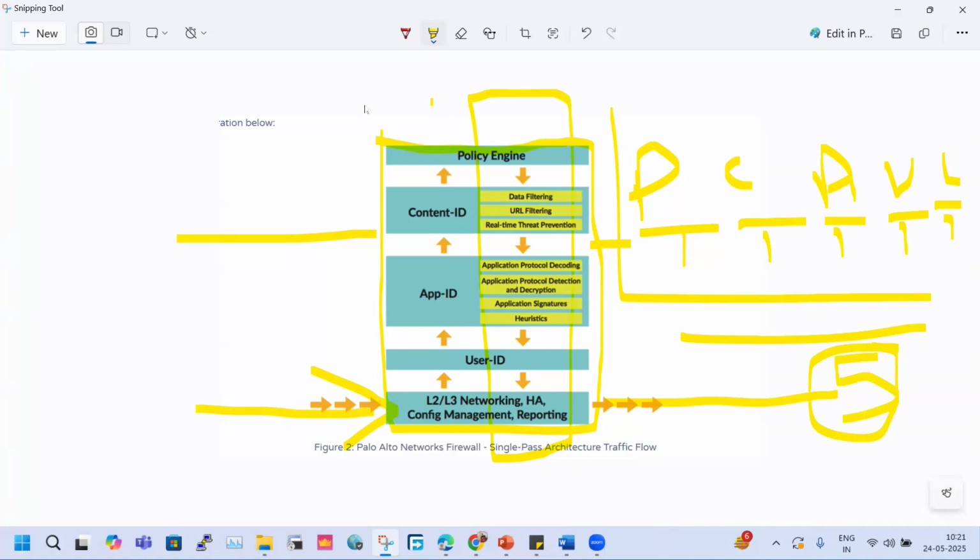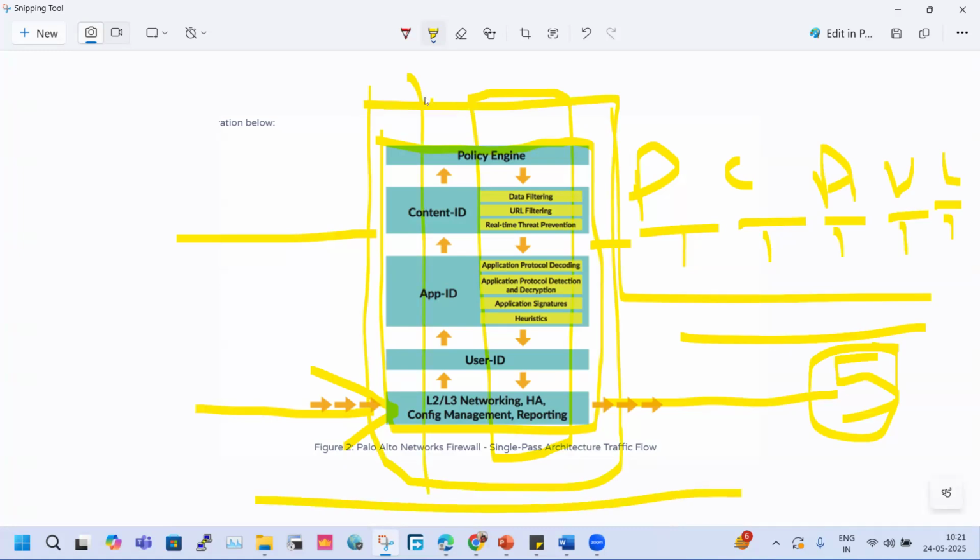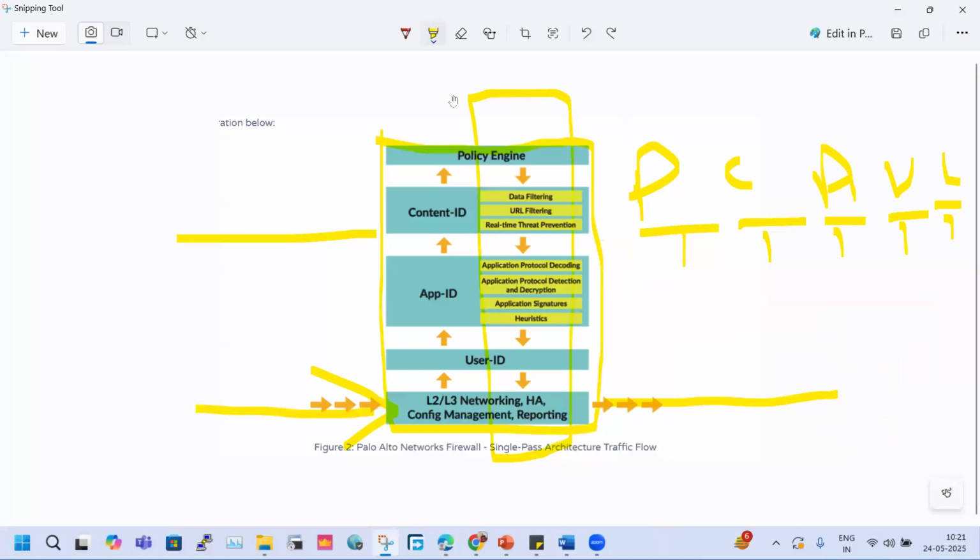But in case of your Palo Alto, it has a single pass architecture. In single pass architecture, it will do all the processing in one go. In one go, it will take around 1 second or hardly 2 seconds, whatever it is. So in this way, it is different from the other firewalls. It takes less time to process any traffic, and it provides high throughput and low latency.